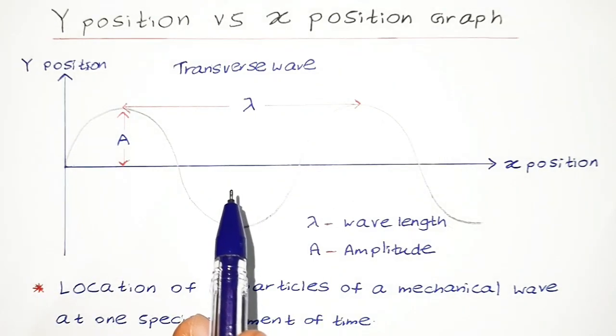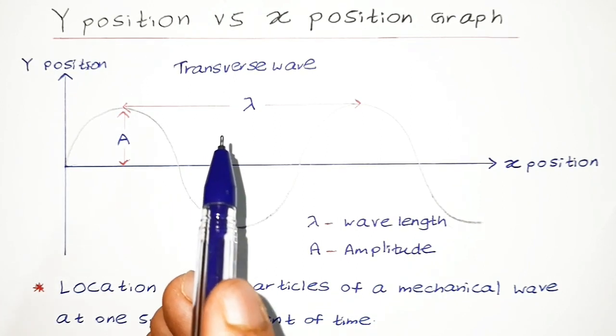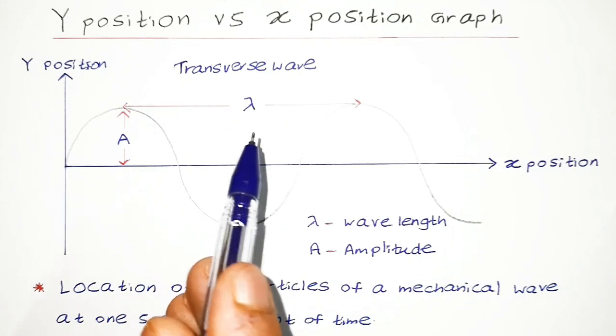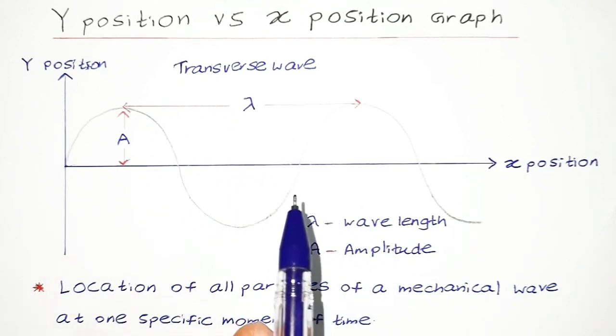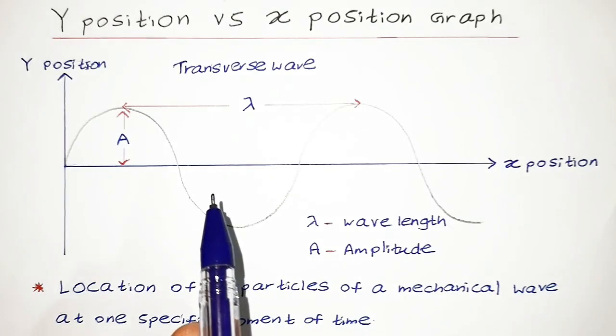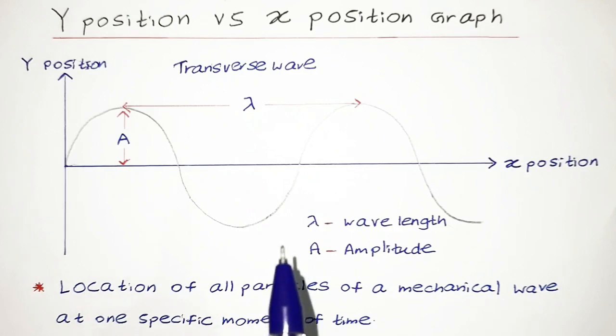The important point that you need to consider here is that from a y position versus x position graph, you would obtain the wavelength lambda, whereas from a position versus time graph, you would obtain the period. That is about y position versus x position graphs. Let us look at the next graph.